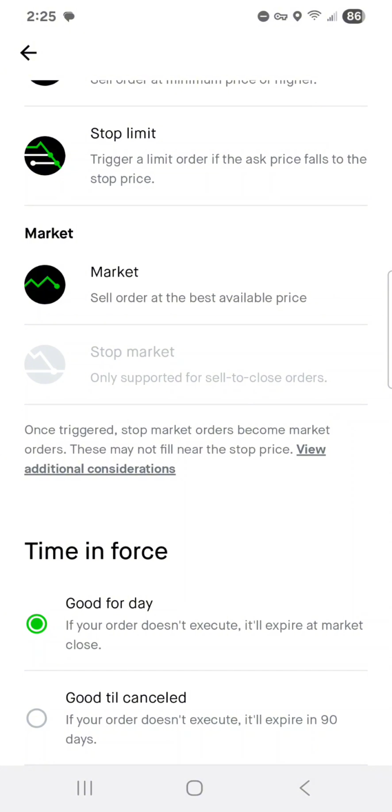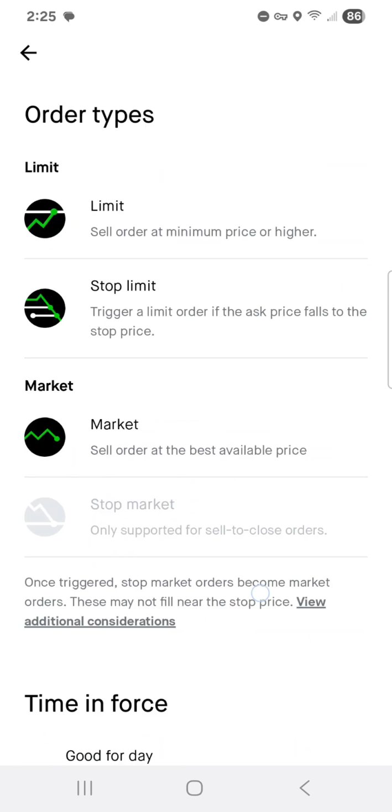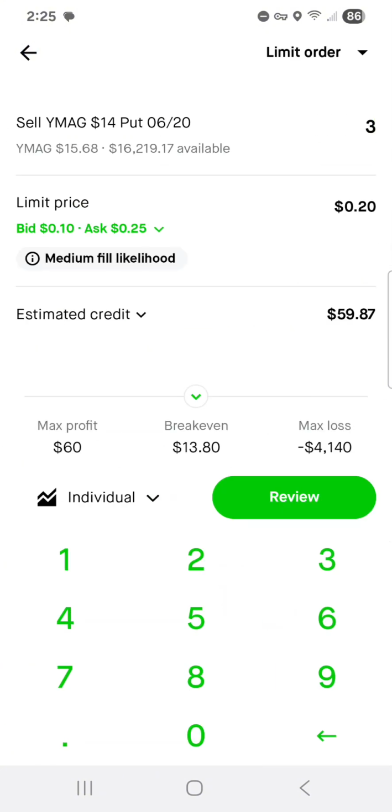Or if you want, you can say good till canceled, saying I want to sell this for 20 cents an option, and you're going to keep it for 90 days. Maybe that's good if your option is really far out in terms of time. But I like to do the good for day option there, and you can always replace it the next day. It's not going to hurt anything. Okay, let's click review.